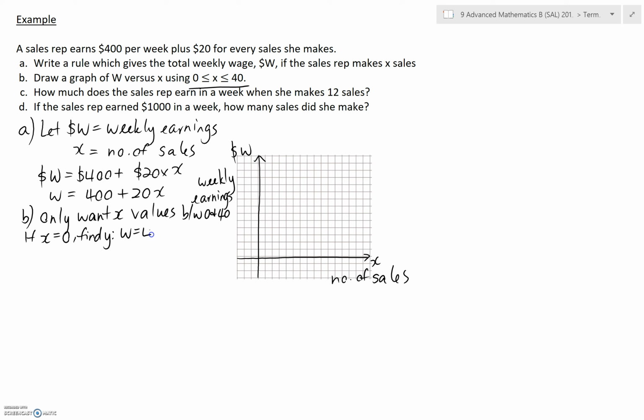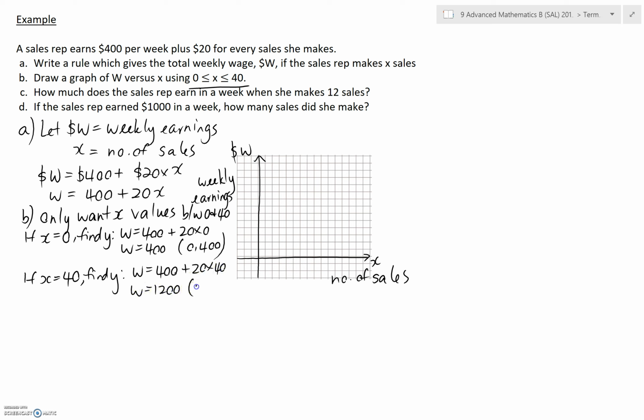So W equals 400 plus 20 times 0 in this case. So W equals 400 at this point, which would give us the coordinate 0, 400. Similarly, if X equals 40 sales, we can find Y. So W equals 400 plus 20 times 40, W equals 1200, which would give us another coordinate, 40 and 1200. So they are two coordinates we can easily plot. It helps if we have a scale on our axes though. So 200, 400, 600.